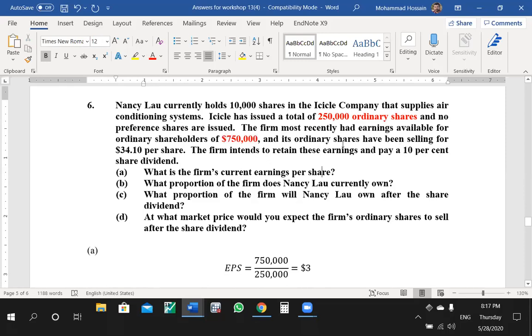Ordinary shares have been selling for 34.10 per share. So their earnings per share is $3, which they can pay as dividend, but the share price is 34.10. The firm intends to retain these earnings and pay a 10% share dividend.